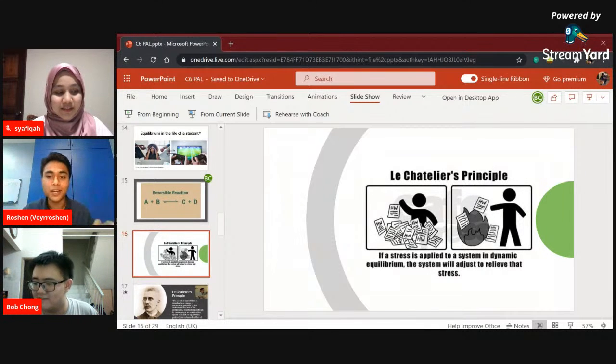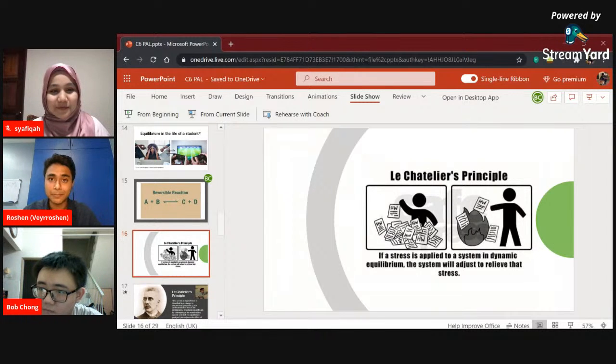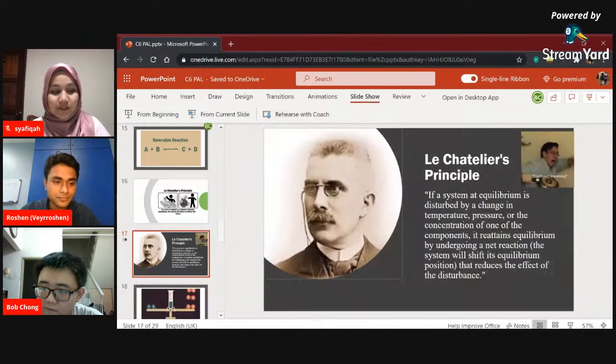So this is just an example of Le Chatelier's principle. If stress is applied to a system in dynamic equilibrium, the system will adjust because we want balance again. So that's what this whole principle is about. It's quite simple lah.